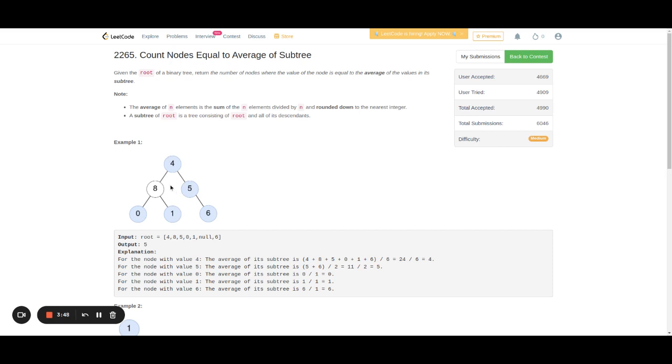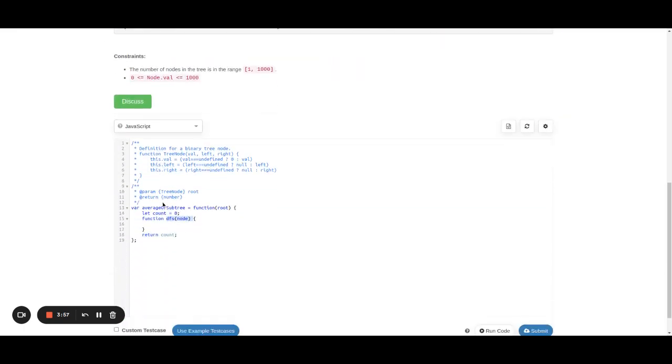Okay, we need both the sum and the number of nodes to calculate properly. So let's try. This is going to return two values. We can return two values in an array.